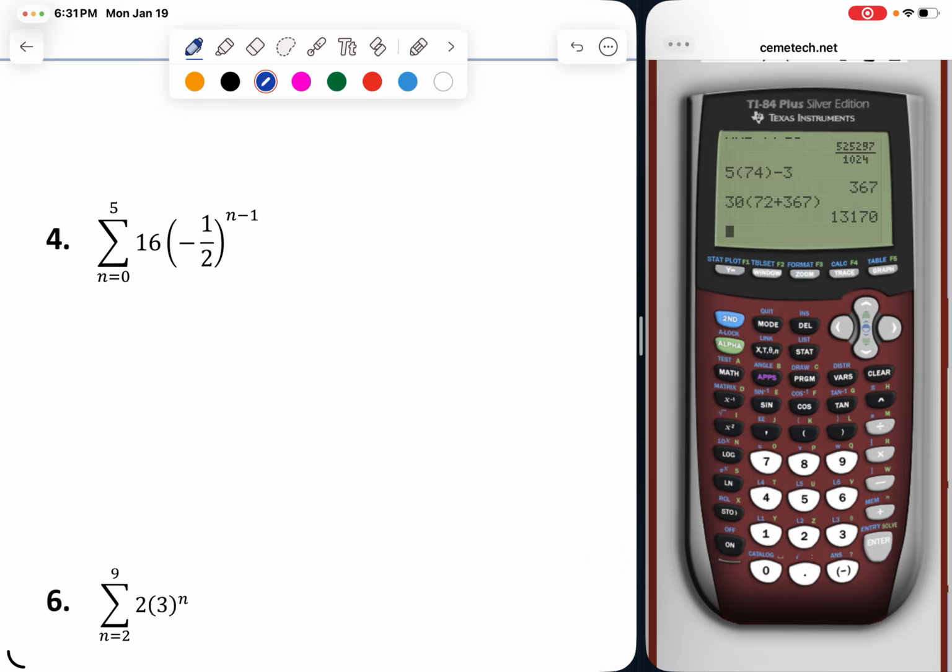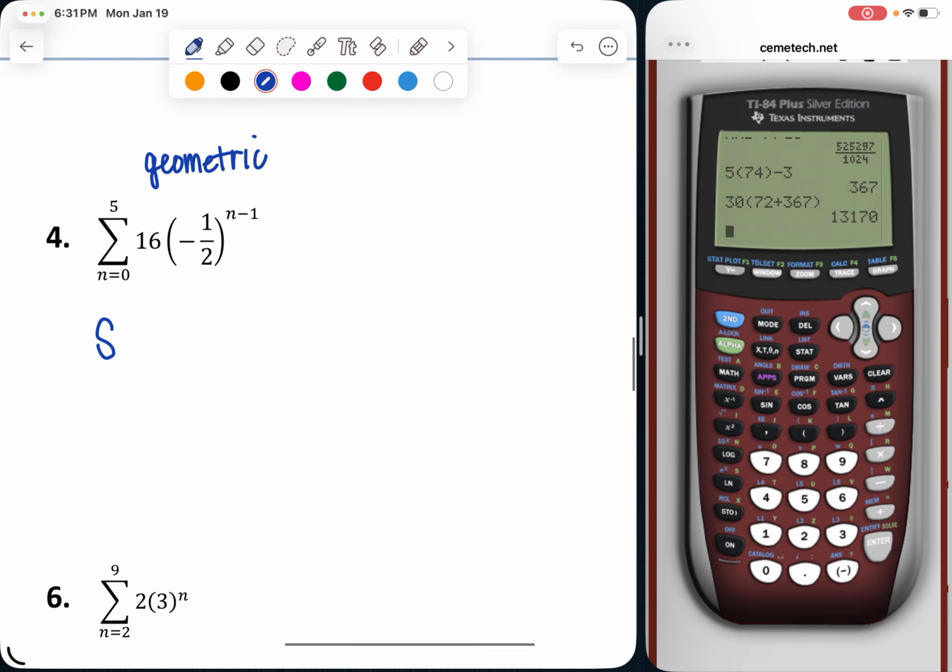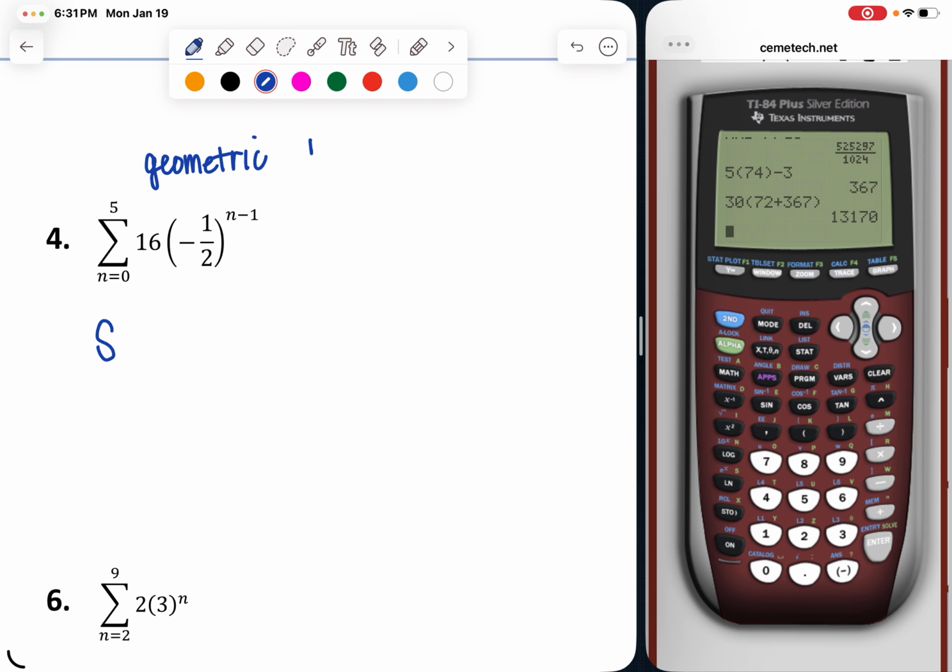Okay? All right, let's move on to this next one right here. So this right here is geometric. So I'm going to go back to using my geometric formula. All of these formulas you do need to know for your test. For this number, our n is going to be 5 minus 0 plus 1, which is 6. 0 through 5 is 6 terms.